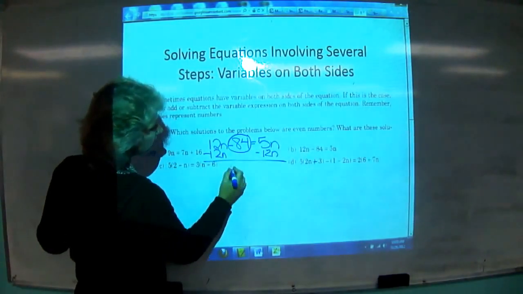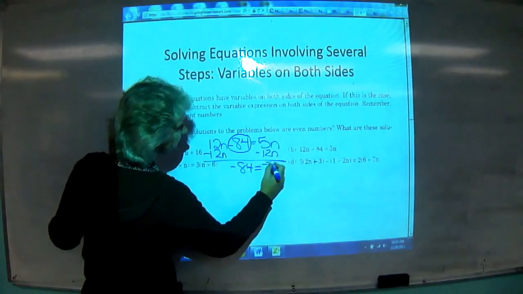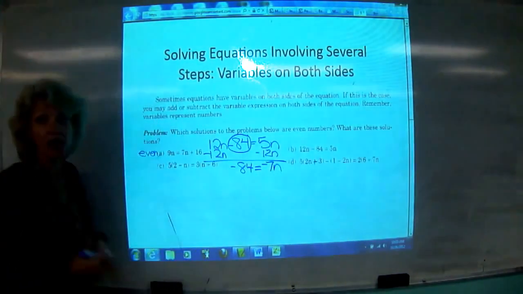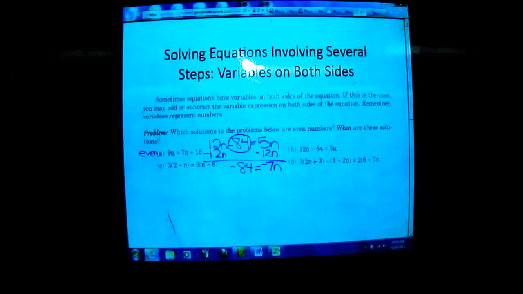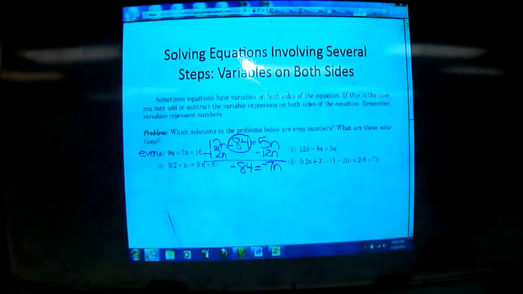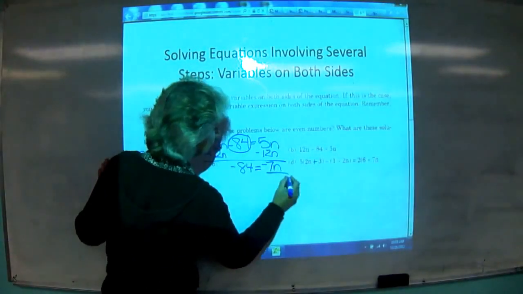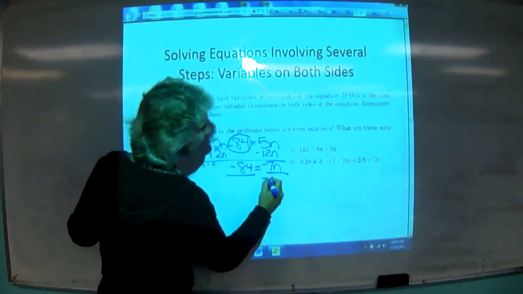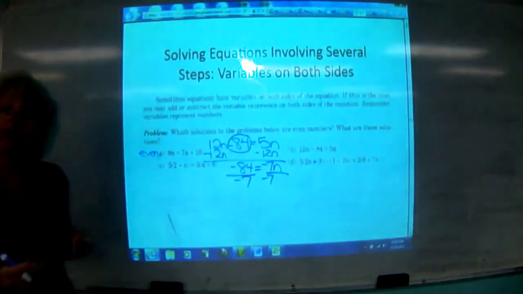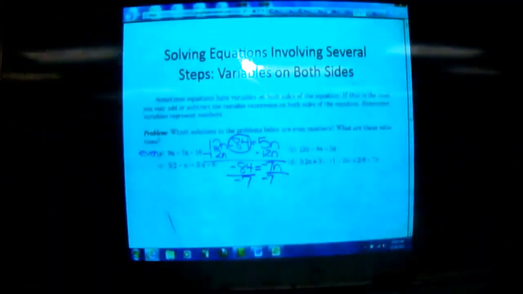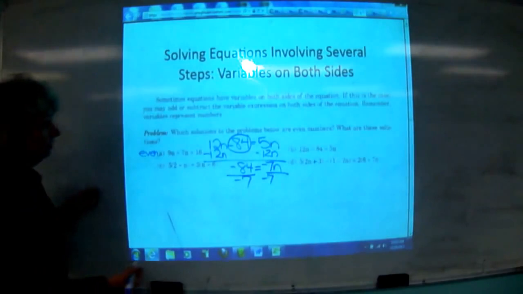So now we're going to have negative 84 on this side equal to negative 7n. All the variable expressions are on one side. All the integers are on the other. How do you get n by itself? Divide both sides by negative 7, the entire coefficient. That's how many n's there are. A coefficient just tells you how many of.